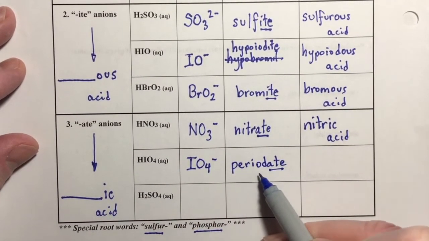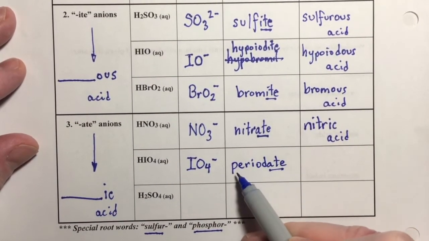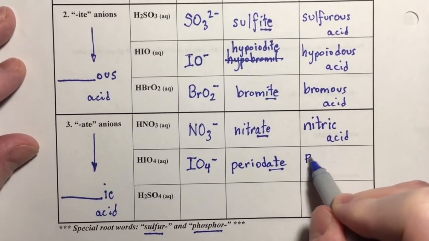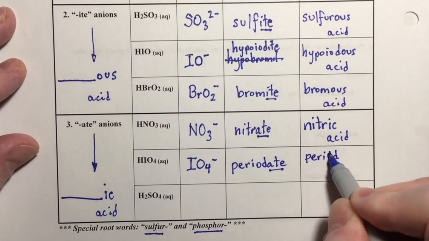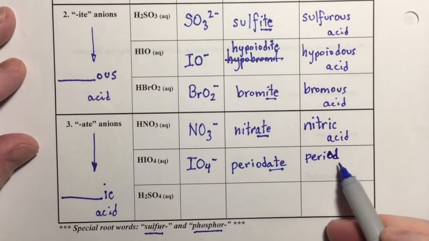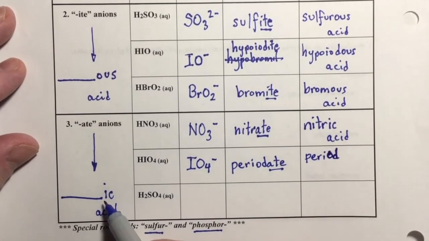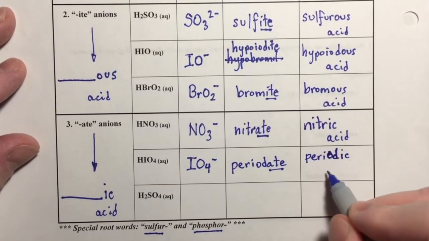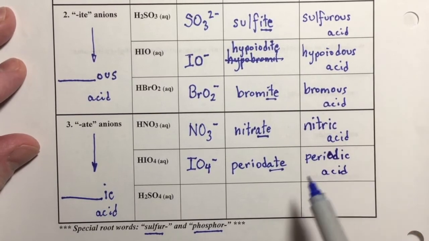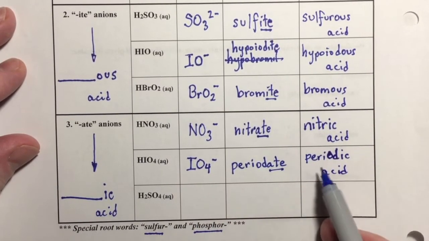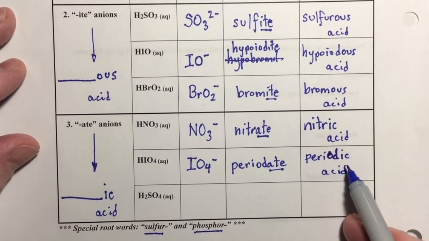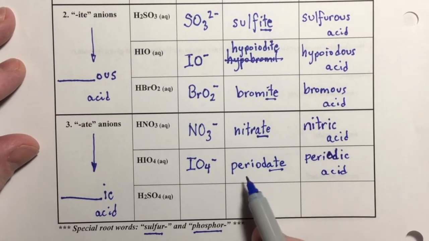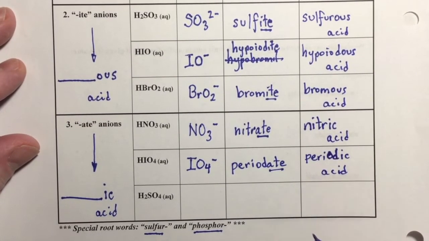So I use the root word by removing those last three letters, and it's period, P-E-R-I-O-D. Period is the root word, and then the last two letters, IC, acid. So I have the name of the acid. This is periodic acid. Yes, it's spelled the same way as the word periodic, but it's pronounced differently because it comes from the periodate anion.